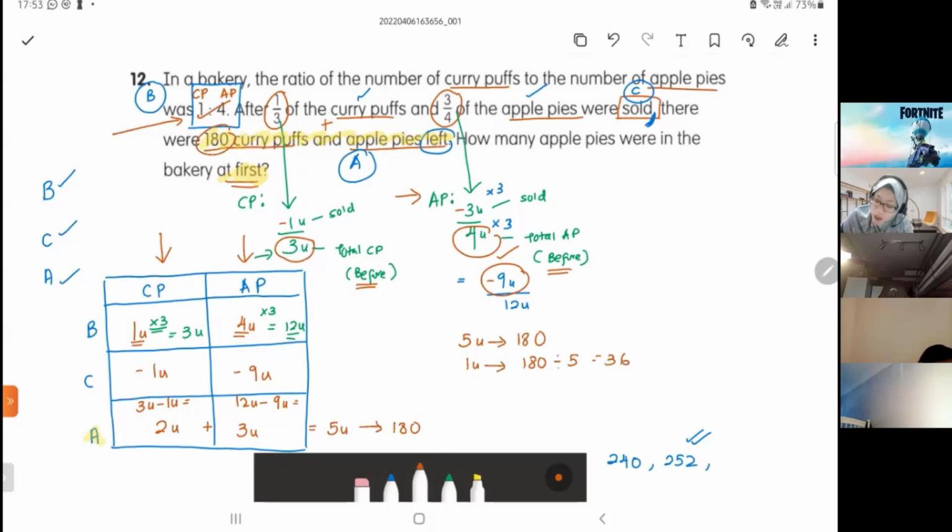How many apple pies were in the bakery at first? Before, apple pie at first, I need to find my 12 units. 36 times 12. My answer is 432. Answer. So none of you were correct just now.